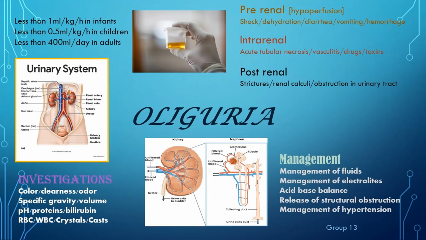Hello, I'm from group 13 and I'm going to present about oliguria. The normal urine output is the amount of urine excreted per 24 hours, and in a normal adult it is from 800 to 2000 milliliters per day or 0.5 to 1.5 milliliters per kilogram per hour. So, oliguria can be defined as urine output less than 1 milliliter per kilogram per hour in infants, less than 0.5 milliliters per kilogram per hour in children, and less than 400 milliliters per day in adults.